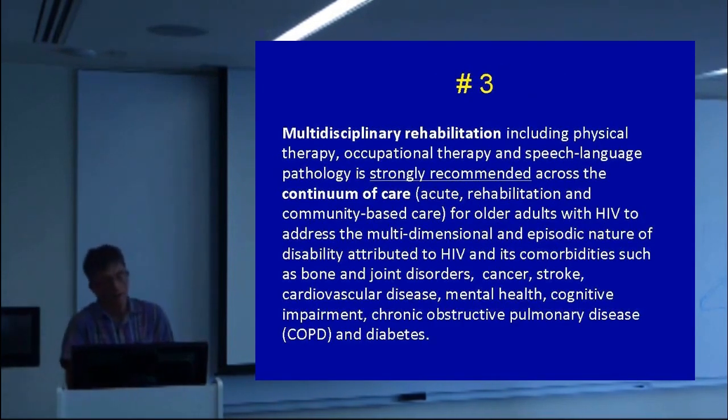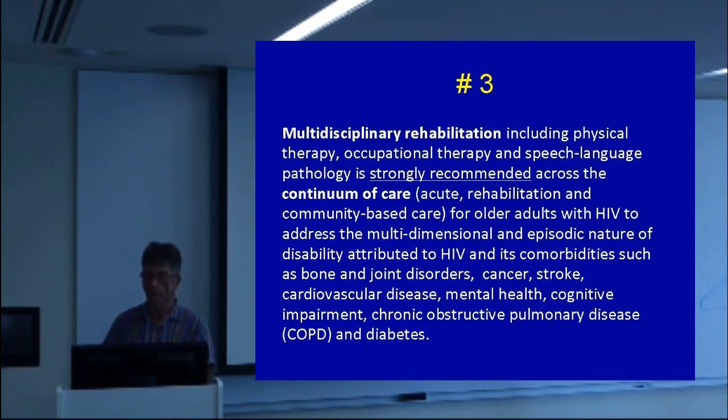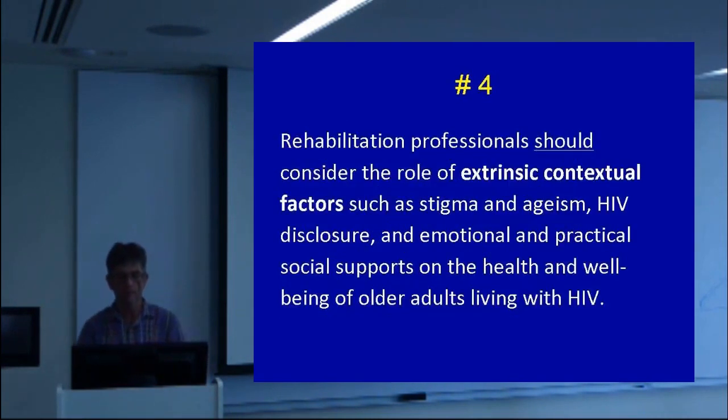Number 3 identified that multidisciplinary rehab, including the whole range, is strongly recommended across the continuum of care for older adults with HIV to address the multidimensional and episodic nature of the disability and its various comorbidities. The fourth one said that the rehab professional should consider the role of extrinsic.